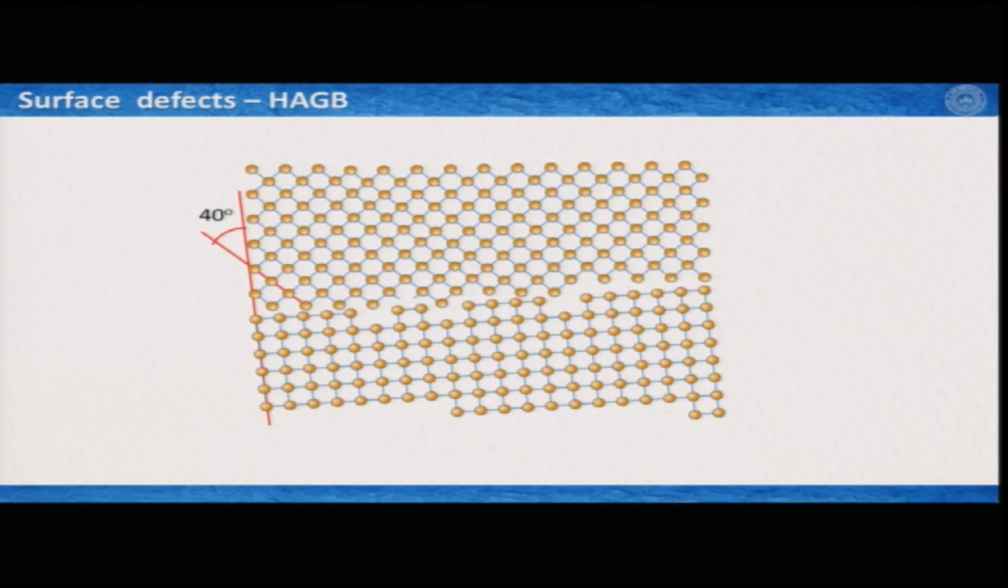Then high angle grain boundary, as you can see here, this is your grain boundary, and in this case the grain boundary angle is 40 degrees, therefore this is a high angle grain boundary. Now how high you need to make a high angle grain boundary, or how low you need to make a low angle grain boundary, that varies from study to study, but generally 15 degrees or lower is a low angle grain boundary and 15 degrees or above is a high angle grain boundary. That is more or less the convention, but sometimes this 15 degrees shifts to 10 degrees and so on.